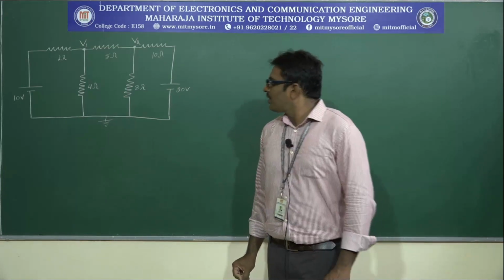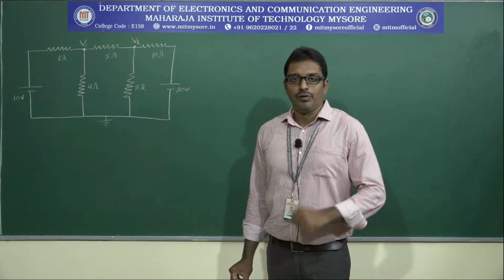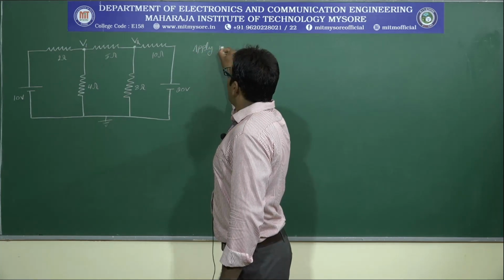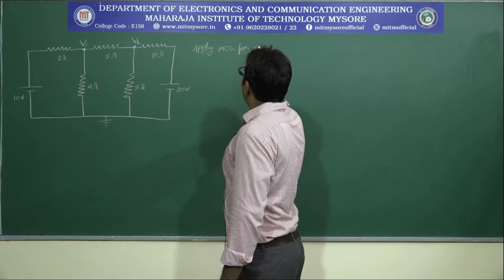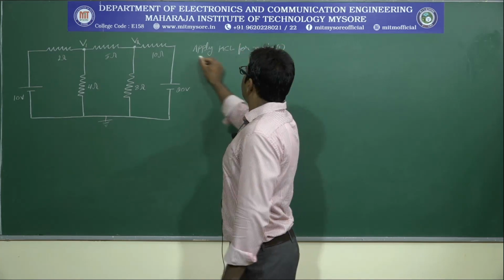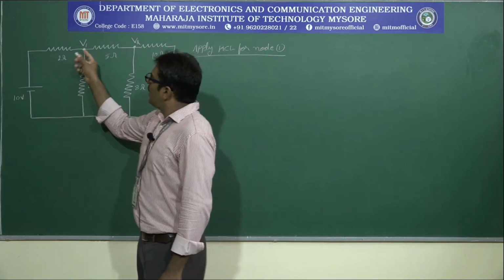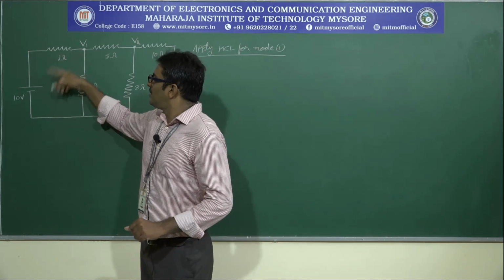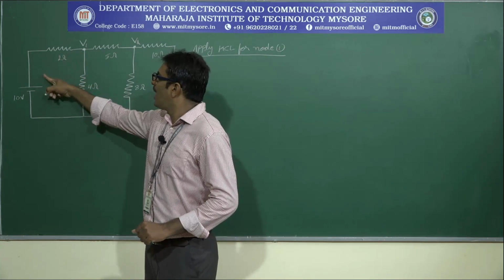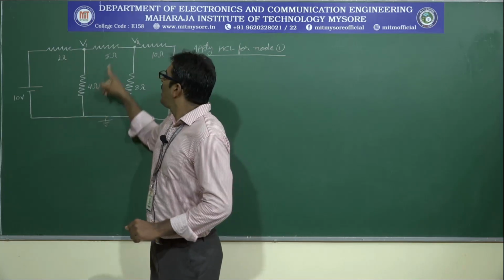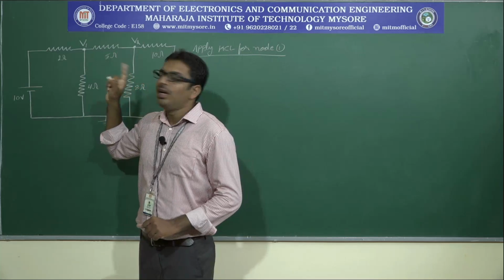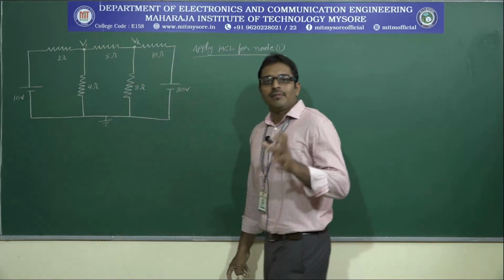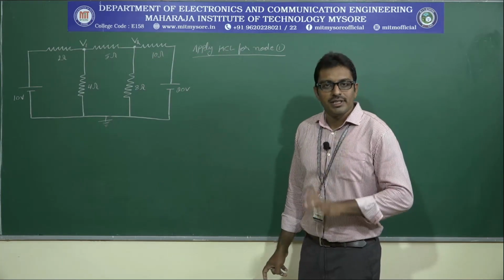First, I would like to explain how to apply Kirchhoff current law for node number 1. So first, apply KCL for node number 1. Okay, first, say this is node number 1. This is a common terminal for three branches. The first branch, these two are connected in series. This is the first branch, the 4 ohm resistor is the second branch and the 5 ohm resistor is the third branch. So there are three branches connected to this node.